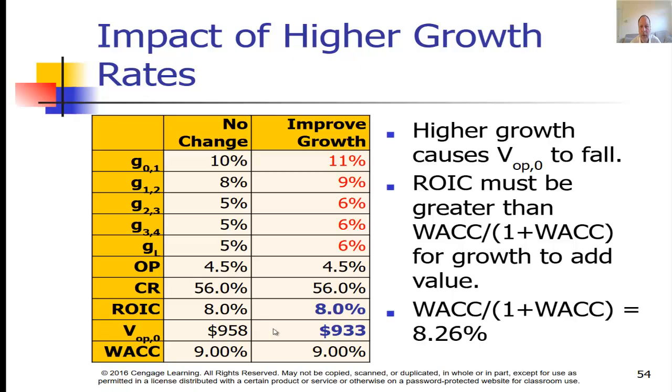The rate of return on operating invested capital, ROIC, must be greater than WACC over 1 plus WACC for growth to add value. In this case, again, ROIC is 8, WACC is 9. We're borrowing at 9, investing at 8. The more stuff we sell, the more money we lose.